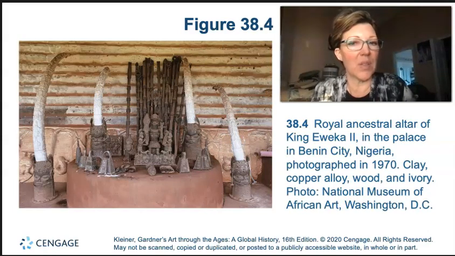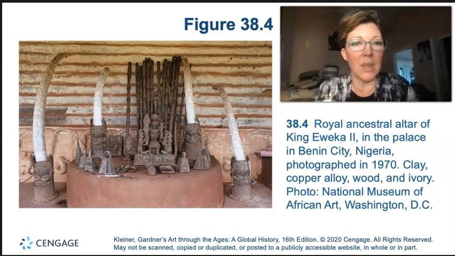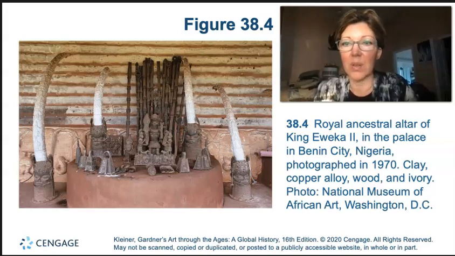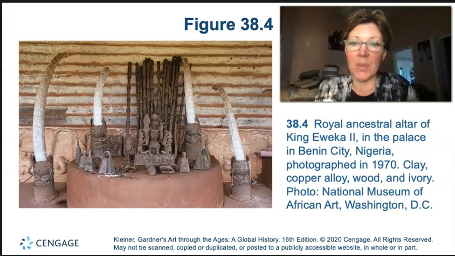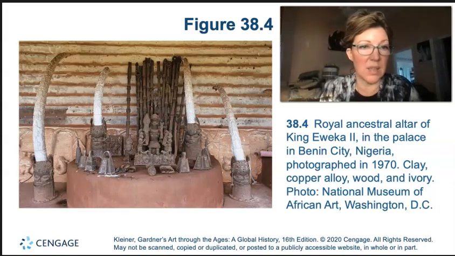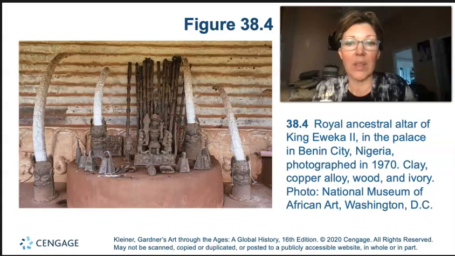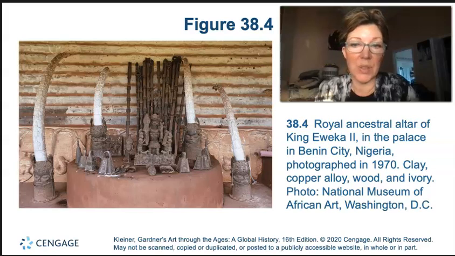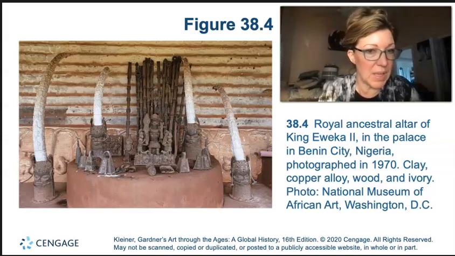Okay, here is a royal ancestral altar of King Ewuare II in the palace in Benin City, Nigeria. This picture was taken in 1970. The shrine highlights the central focus on royalty, an aspect of Benin ancestral worship. The purpose of animal sacrifices made by the Benin king is to invoke the collective strength of his ancestor kings. A component of the royal ancestral shrine that represents both the kings and the enduring nature of kingship are copper alloy heads.